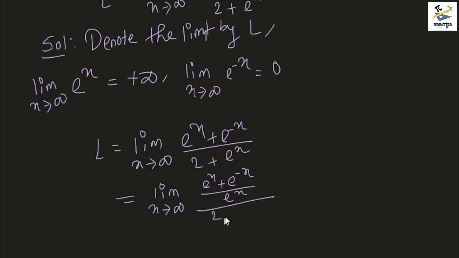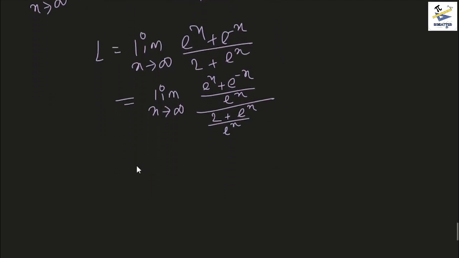And in the denominator as well, like this, right? Completing the division, we get something like this. So e to the power x by e to the power x would be 1, and this should be e to the power minus 2x.